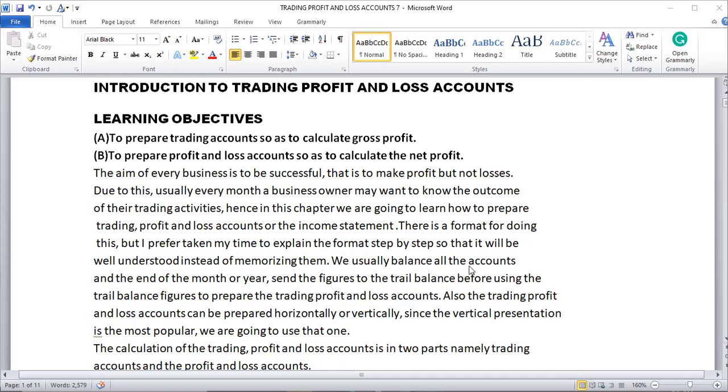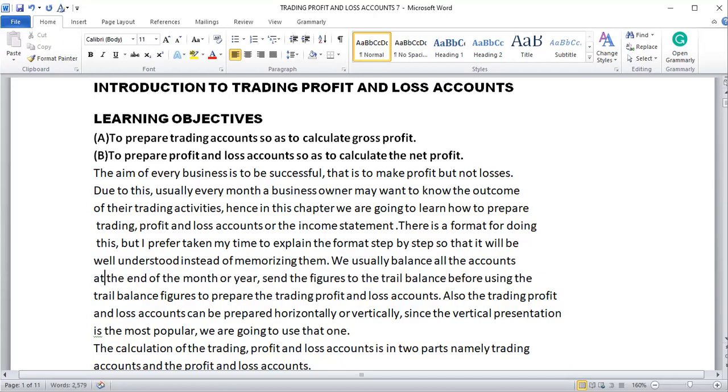We usually balance all the accounts, and at the end of the month or year, send the figures to the trial balance before using the trial balance figures to prepare the trading profit and loss accounts. Also, the trading profit and loss accounts can be prepared horizontally or vertically. Since the vertical presentation is the most popular, we are going to use that one.